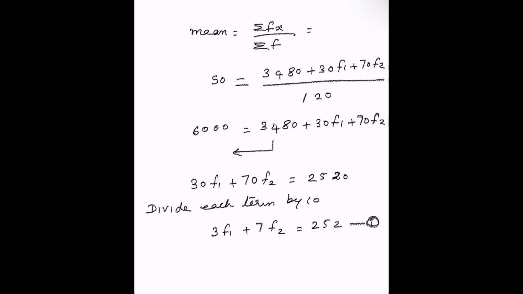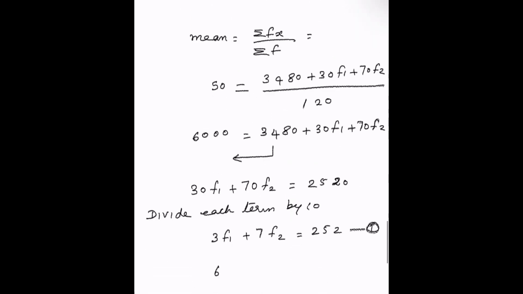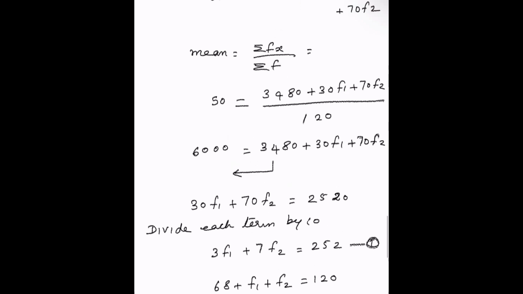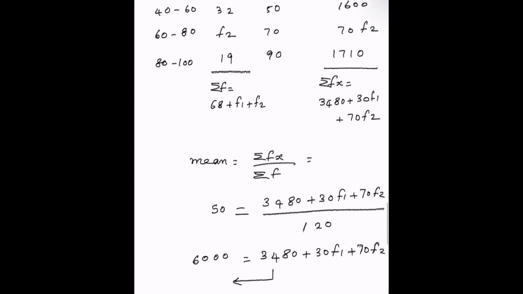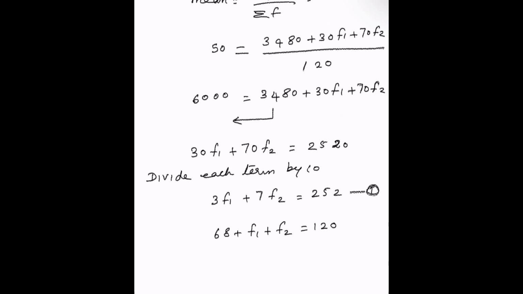And what is our second equation? Second equation is 68 plus f1 plus f2 equal to 120, because total frequency is 120. Here when we added up all the given frequencies, we got 68 plus f1 plus f2. So I am adding 68 plus f1 plus f2 equal to 120. So what is f1 plus f2? 120 minus 68. You get 52 here. So this is my second equation.